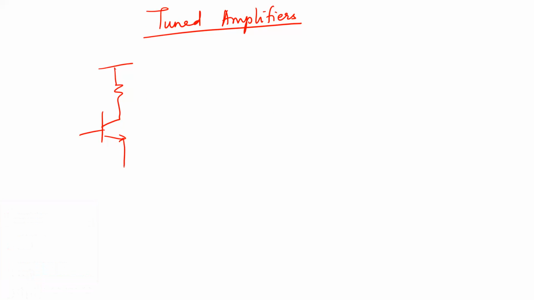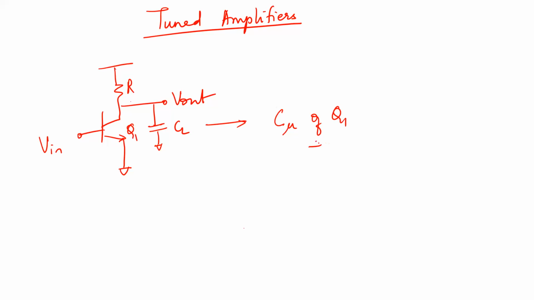Now coming back to our V in, let's say this is V out. Usually the capacitance at the output node can be taken to be some load capacitance. Now where is this load capacitance coming from? It is also the C mu capacitance. This is the C mu of Q1, plus the input capacitance of the next stage. This amplifier is going to connect to some other amplifier, which will have some capacitance at the input, plus some resistance also, of course.